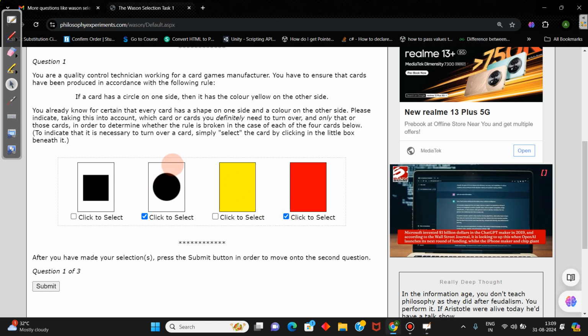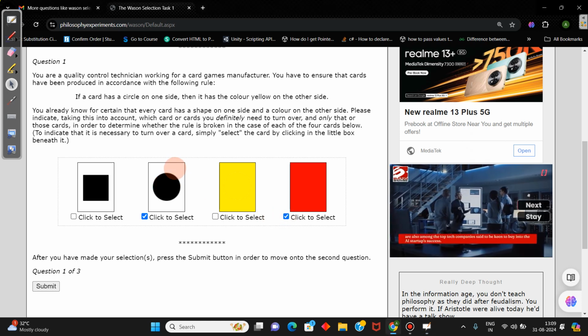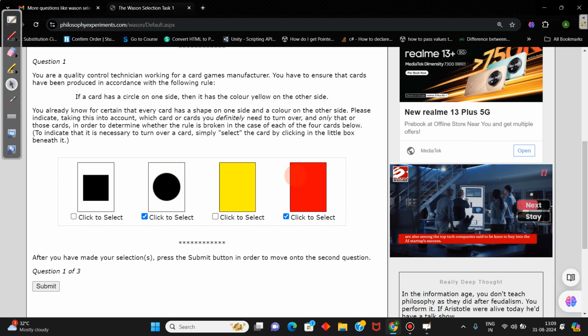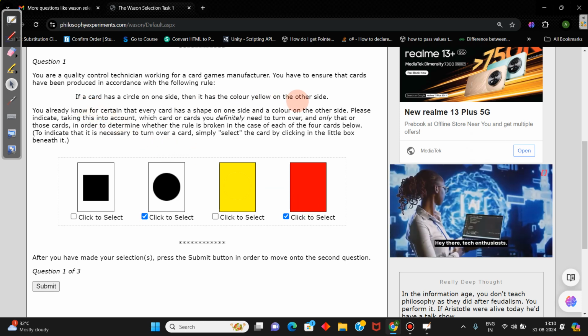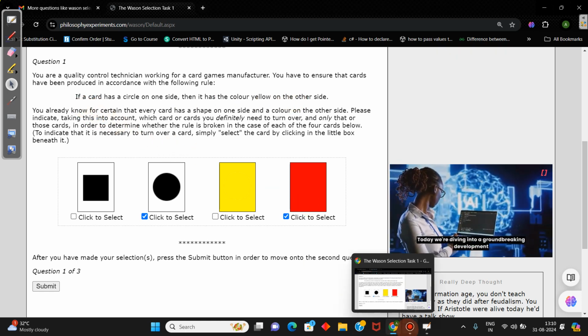So the answer would be 2. We need to pick the card with a circle on it and the red color card to verify that this rule is never violated.